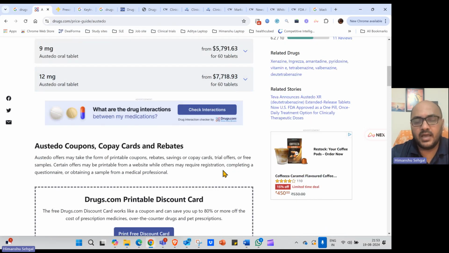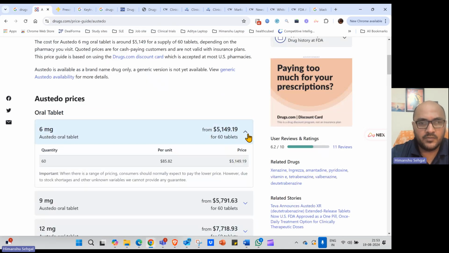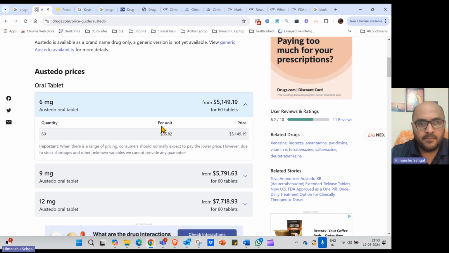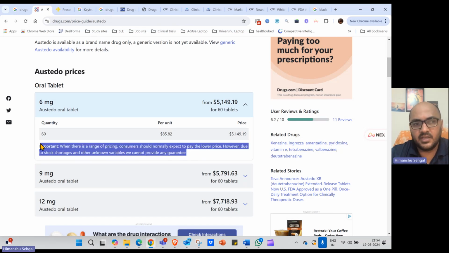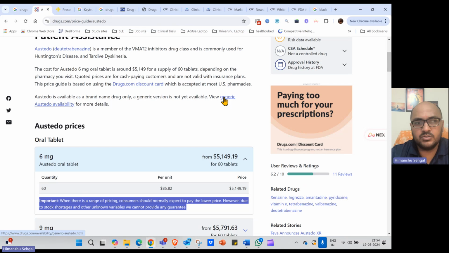Again, you cannot rely on this costing, but this is a good starting point for you. If you click on this, per unit cost is $85.82. See, they are also giving a disclaimer that they cannot tell you. But again, as I said, it is just a starting point. From here, you can also check out generics. So drug.com can be used for all this information.